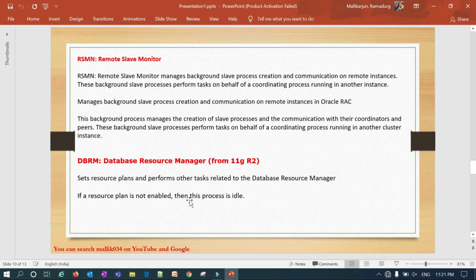Everyone knows that DBRM is used in most organizations. If you have multiple applications like EBS, ERP, PeopleSoft and HRMS running on a database, you have to control each application by limiting it or by enabling these database resource manager plans. Right, so in most organizations DBRM will be enabled, and that will be used widely.